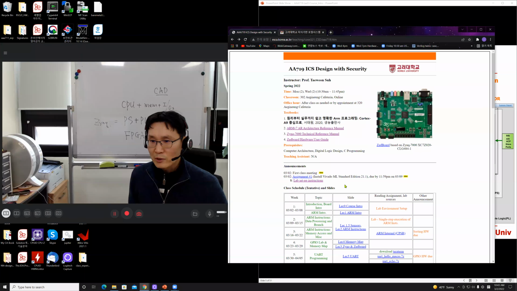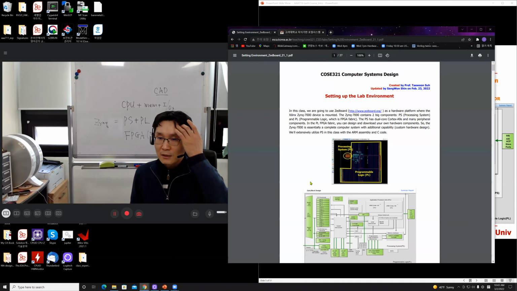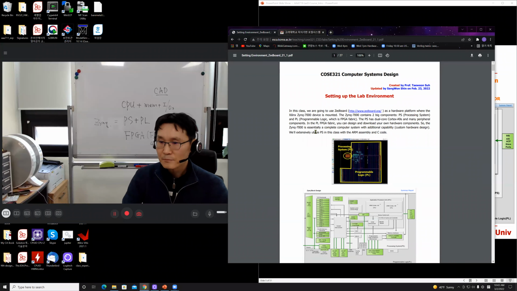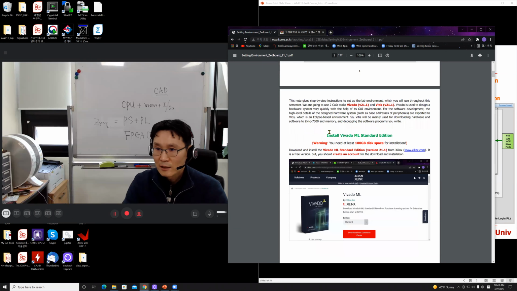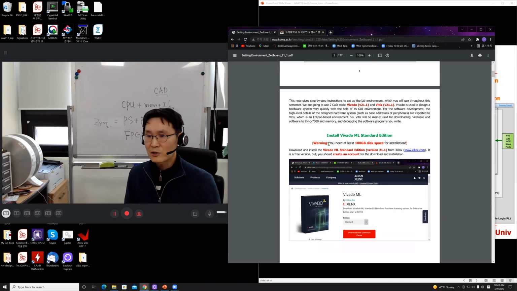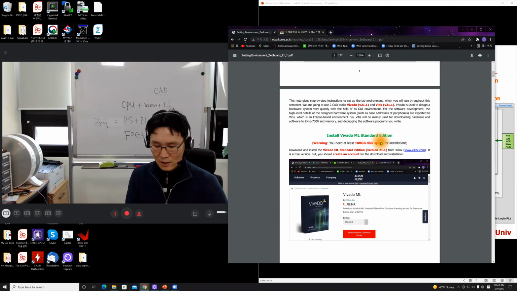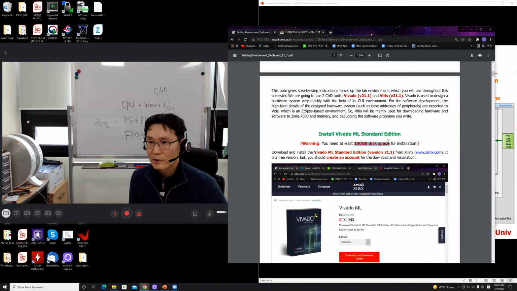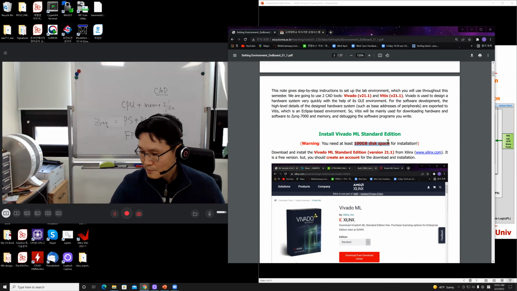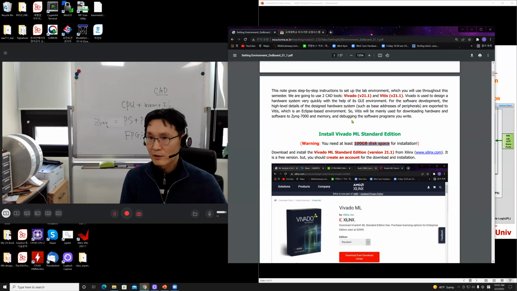I'm going to give you one week, and you just need to follow this lab instruction to install Vivado and Vitis. But the real warning is that it is a huge software, so you need at least 100 gigabytes of space for installation. Please make sure you have enough hard disk space available.